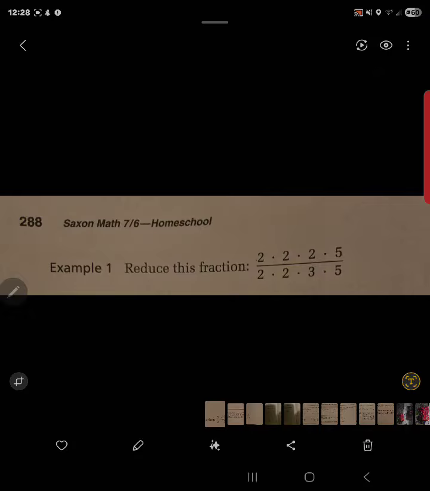And what they did is they took a fraction and they split it into what's called its factors. But I'm going to go ahead and tell you what this fraction is. So 2 times 2 is 4. 4 times 2 is 8. 8 times 5 is 40. 2 times 2 is 4. 4 times 3 is 12. 12 times 5 is 60. So they actually took 40 over 60 and they split it into its factors, right? That's how they got this right here.